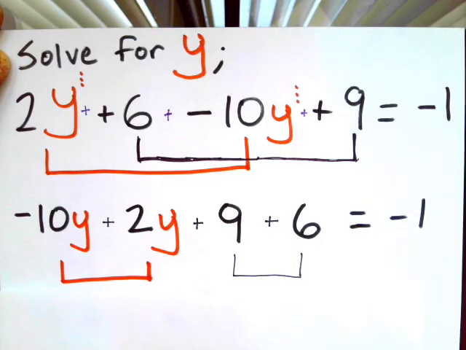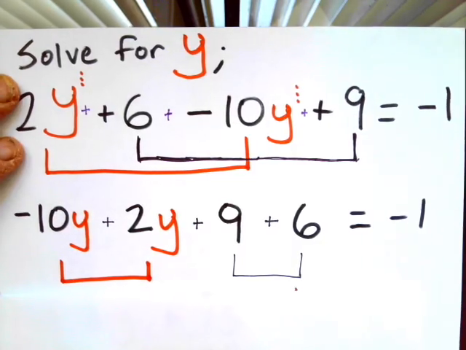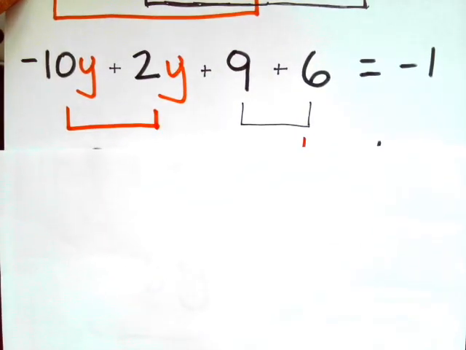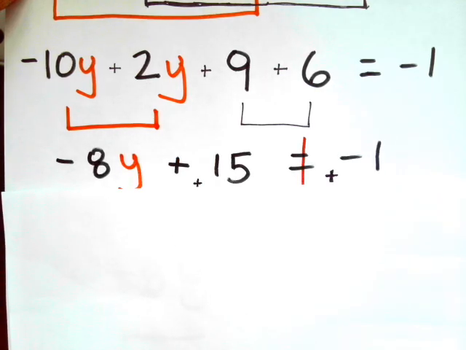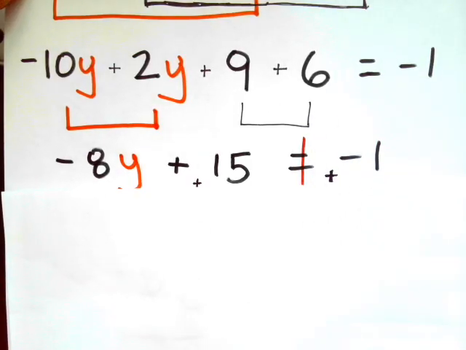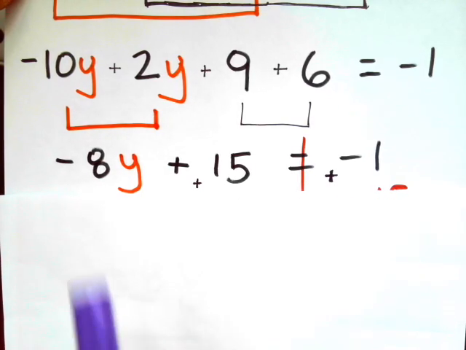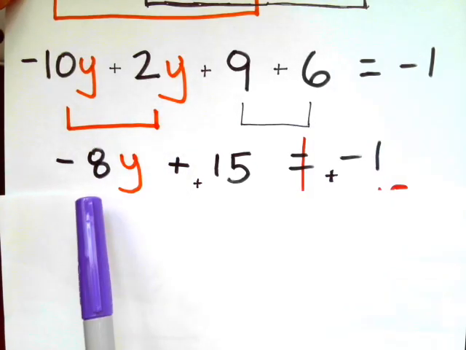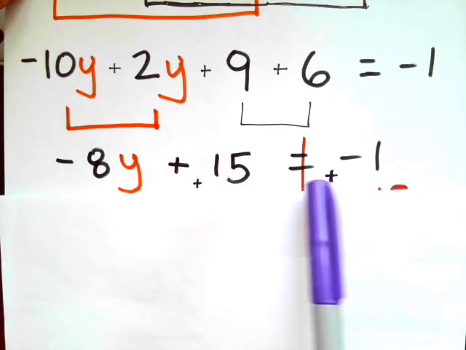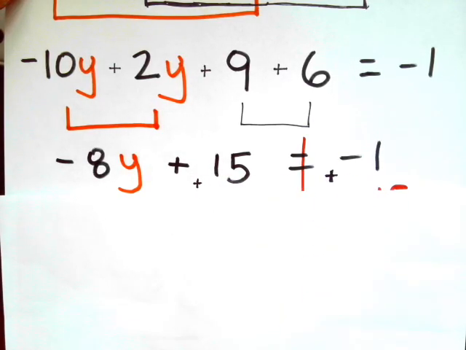Let's combine like terms. I have a negative 10y plus a positive 2y and a positive 9 plus a positive 6. And then everything else I'm just going to rewrite. I'm going to rewrite the equal sign and that negative 1. I didn't do anything with those, so I'm just going to rewrite them. Now I have a two-step equation. I combine these terms, and I've got a negative 8y plus positive 15 equals a negative 1.